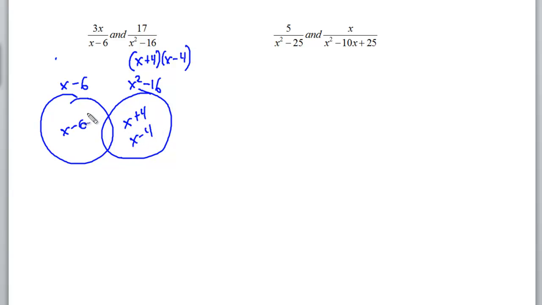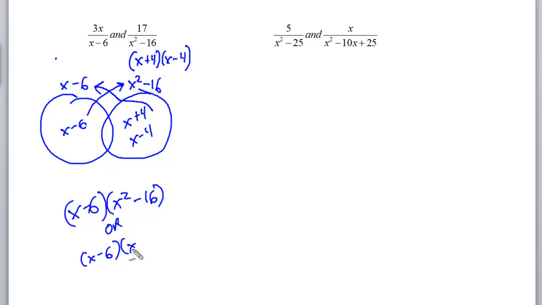So what I either have to do is multiply this way, or take these two and multiply this way. So the faster way to do it was to take my x minus 6 and say my common denominator is going to be x minus 6 and the quantity of x squared minus 16, which I could rewrite as x minus 6 and x plus 4, x minus 4.